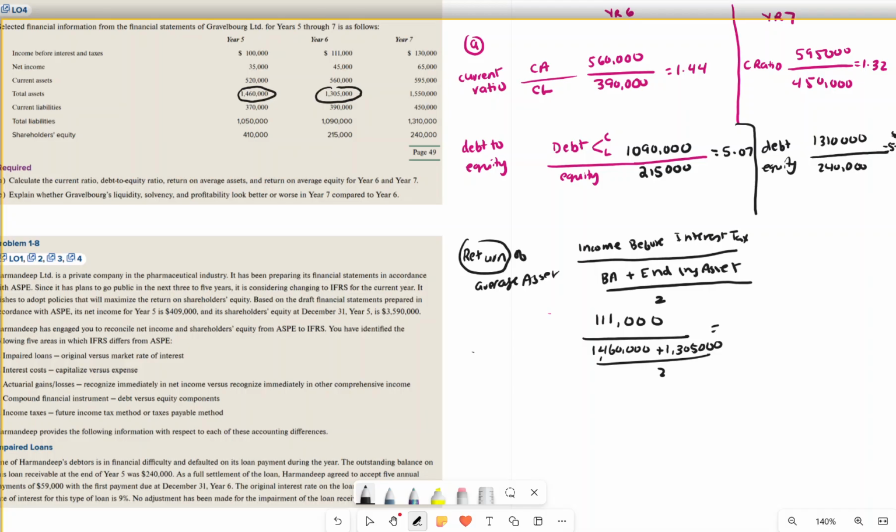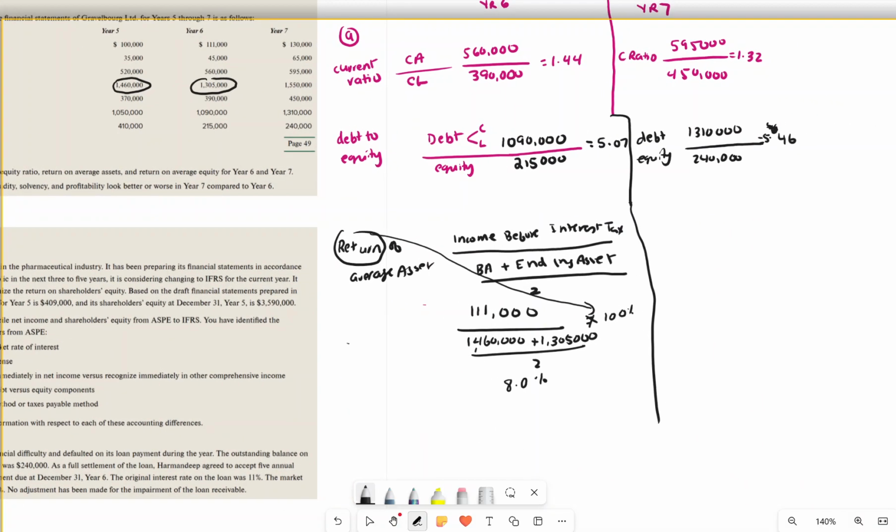And then we have to multiply this by 100. The reason we multiply by 100 is because it's a return. Return is always shown in a percentage. So I got 8%. So going further to the year 7, my income before interest and tax is 130,000. I divide by my beginning, which is 1305 assets. My ending is 550.